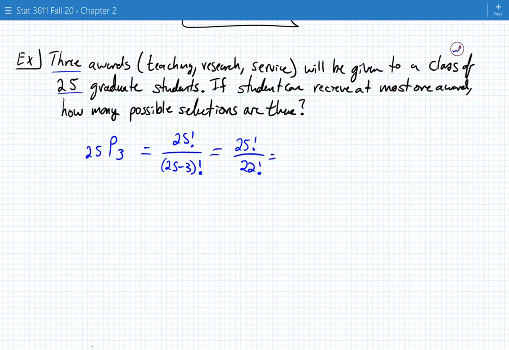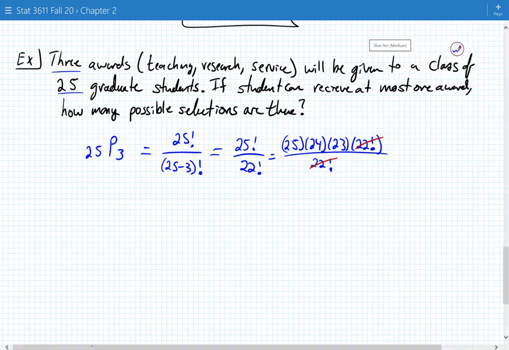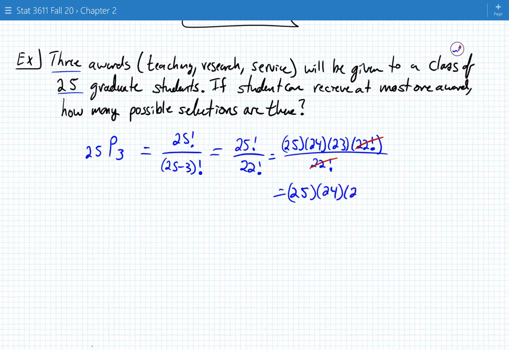Instead, let's look at this relationship. What is 25 factorial? Well, it's 25 times 24 times 23, and then we'd get to 22, and from there on out, that's just 22 factorial, right? All the way down to 1. And then here we have 22 factorial. So we can divide out and reduce out the 22 factorial, so this is just left with 25 times 24 times 23, which is very straightforward to punch into a calculator at this point. 13,800 would be the final result.